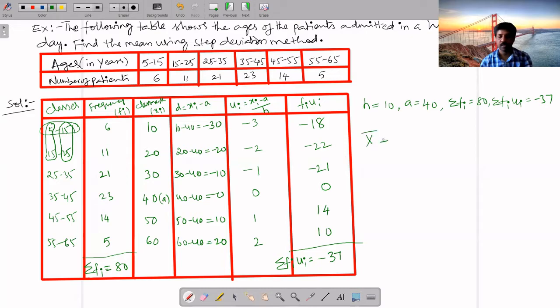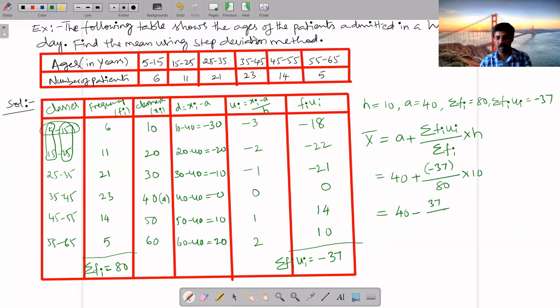Now here is the formula. Mean x bar equals a plus sigma fi ui by sigma fi, into h. a means 40, plus sigma fi ui, minus 37, by sigma fi, which is 80, into h, which is 10. Now in the next step: 40 plus, minus 37 by 80 into 10.